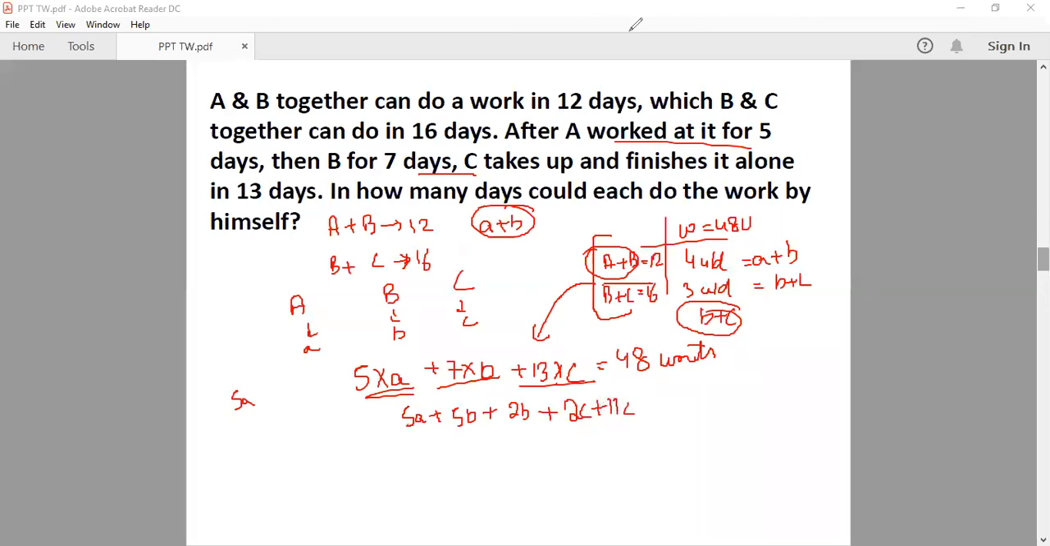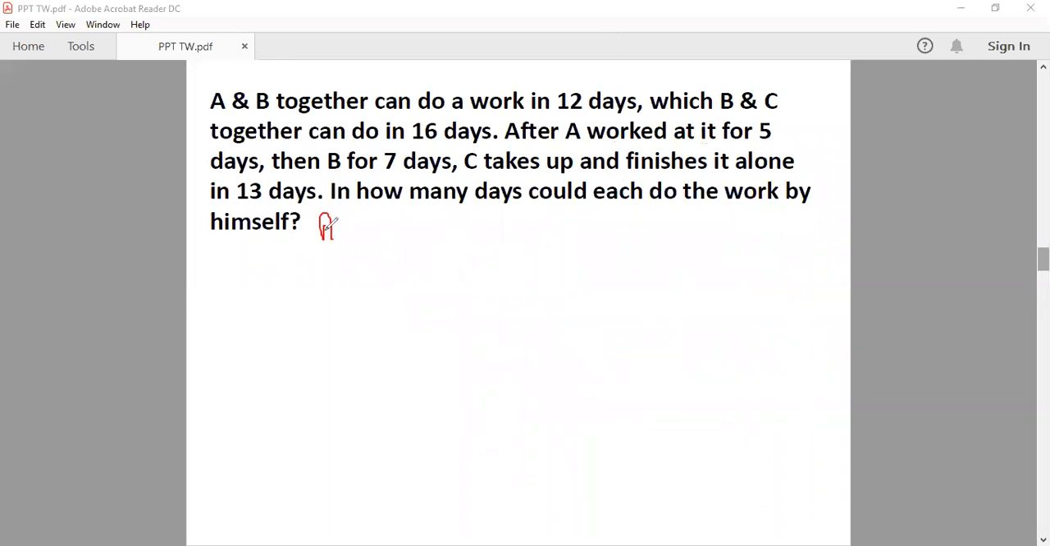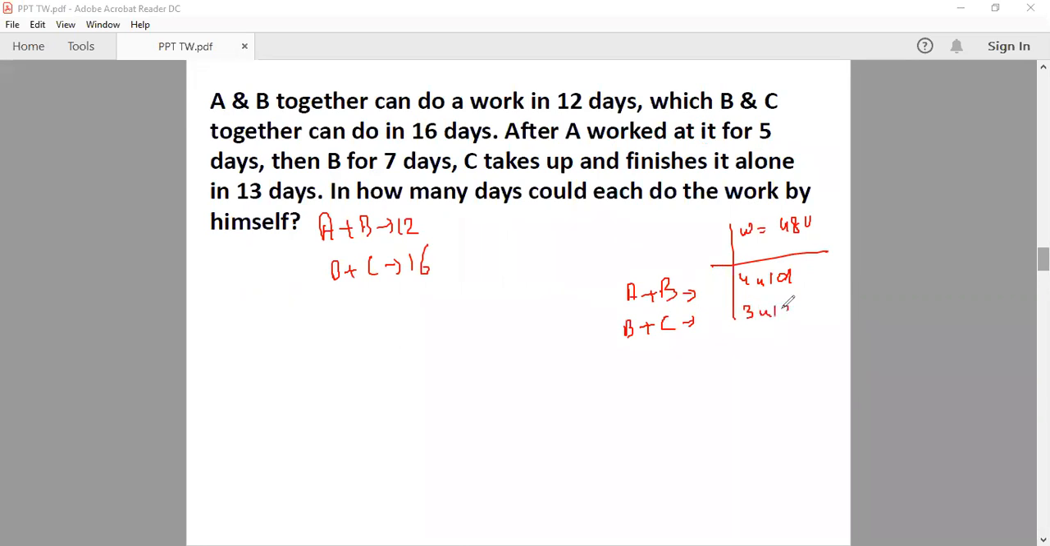I'll just quickly repeat it. हमें दिया हुआ है a प्लस b करते हैं 12 डेज में, b प्लस c करते हैं 16 डेज में. मैंने कहा कि मैंने वर्क को माना 12 और 16 का एलसीएम 48 यूनिट्स. अब a प्लस b 12 डेज में करते हैं तो a प्लस b आया 4 यूनिट्स पर डे. b प्लस c 16 डेज में करते हैं तो b प्लस c आया 3 यूनिट्स पर डे. ये बात समझ आती है हमें?